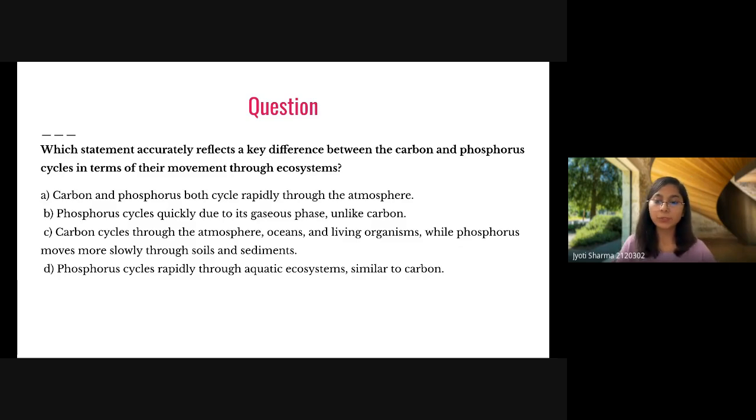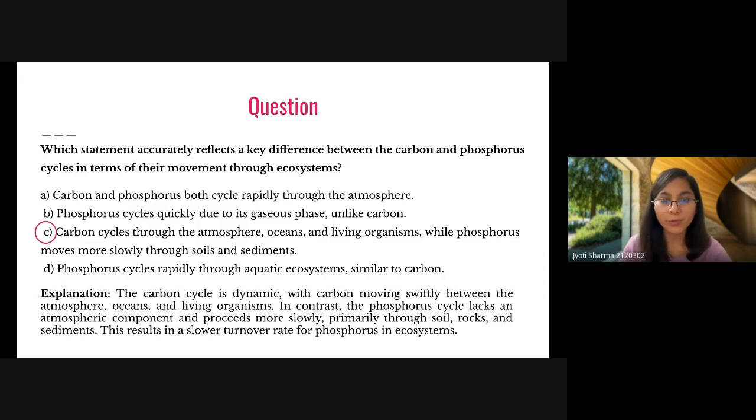If you know the carbon cycle and the phosphorus cycle, I think you can give the answer for this. We have learned that in the carbon cycle, CO2 moves through the atmosphere, ocean and living organisms. But if we are talking about phosphorus, this is a sedimentary cycle, right? It is mostly present in rocks and sediments. So it moves more slowly through soils and sediments because it is not gaseous in nature. So that's why C is the right answer.